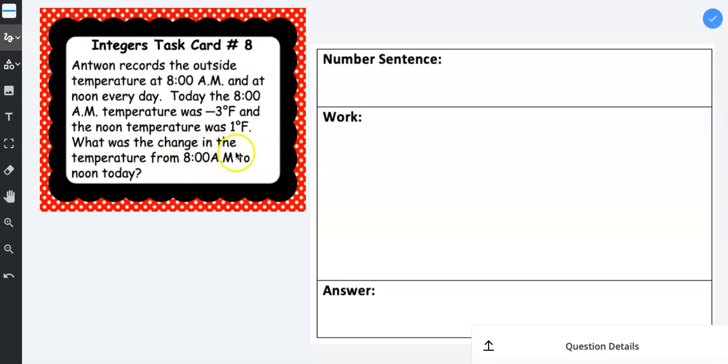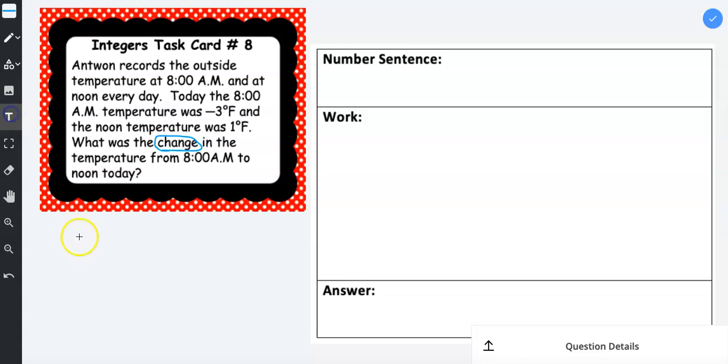What was the change in the temperature from 8 a.m. to noon today? I'm going to circle this word right here, change. They're asking us in this problem about the change in the temperatures. So this is a distance problem or a difference problem.